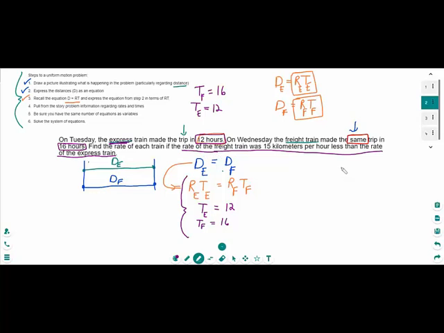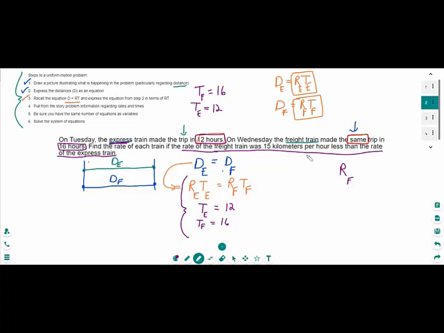So the rate is the r. Okay? Remember our three variables, d, t, and r. So the rate, and what are we talking about here? We're talking about the rate of the freight train. So we're going to call that rate sub f. That was 15 kilometers per hour less than the rate of the express train. Remember, rate is just kind of speed, right? It's an averaged speed. So the rate of the express train.